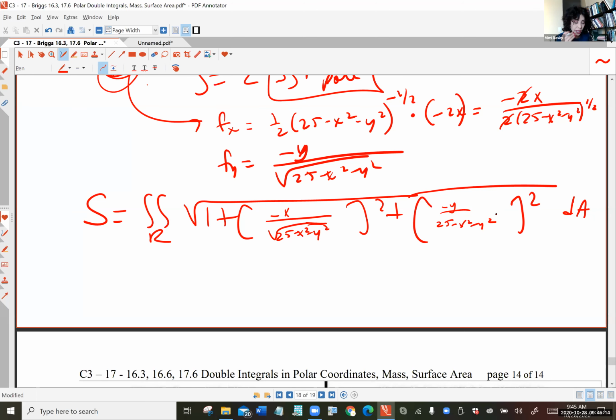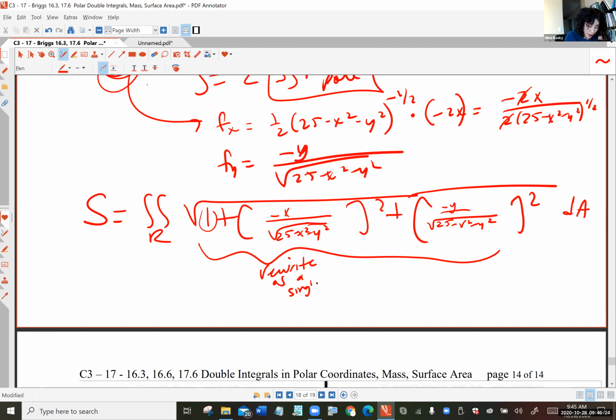Okay, so I'm not going to do the rest of this, but the idea is rewrite the radicand as one quotient, which is going to take a little bit of know-how and knowledge of algebra, and then convert the whole thing to polar. Yeah, it's going to take some time, but you've got to know how to do these kinds of problems. The final answer, believe it or not, is 20 pi square units.